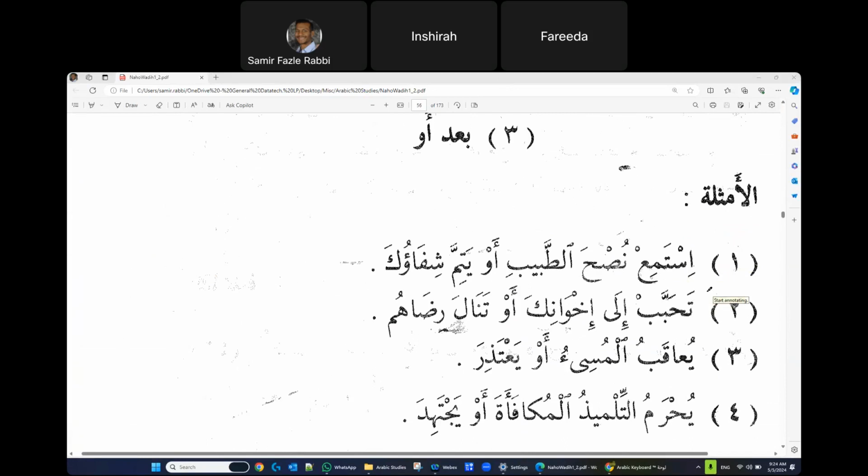So here, the istama'. What's happening is we have this al and again a hidden n. Everything here we have is a hidden n. Istama' nusha tabib. Listen to the advice of the doctor, aw yatimma shifa'uka, and then you'll get your shifa, you'll get your healing. Yu'aqabul musi'u, the person who did something bad, a wrongdoer will be punished.